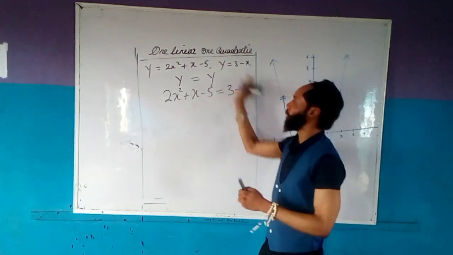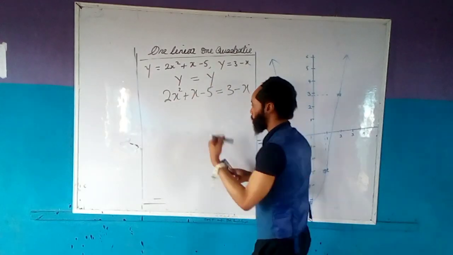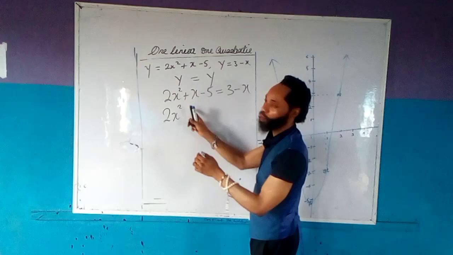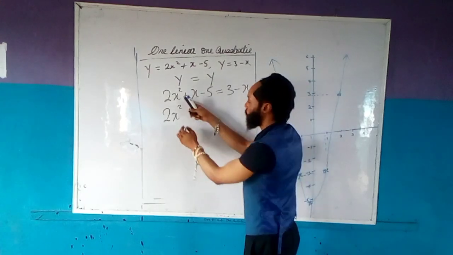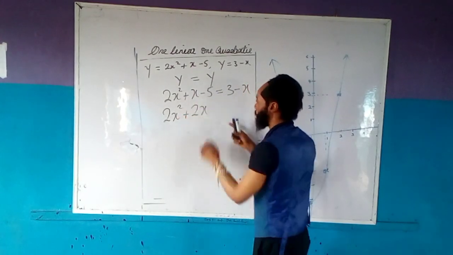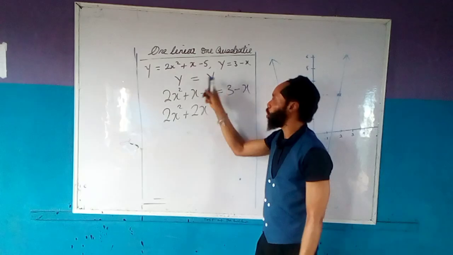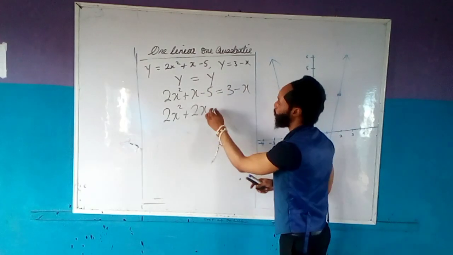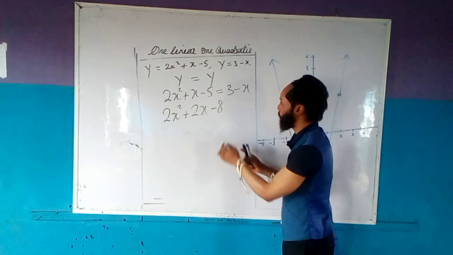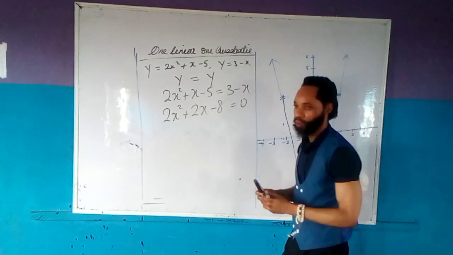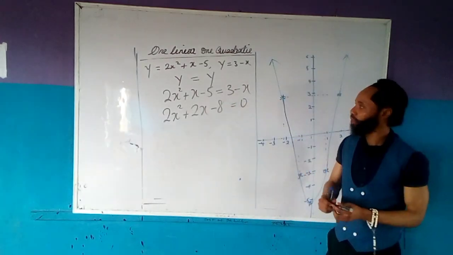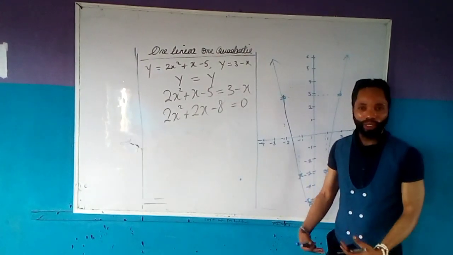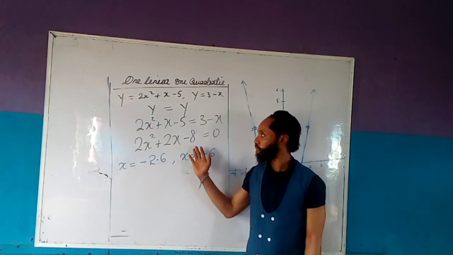So if we bring everything this way, we're going to have what? 2x squared. Negative x becomes what? Positive x. Plus this, we have what? 2x. Positive 5 comes in and becomes what? Negative 5, right? We have what? Negative 8 equals what? 0. That's what we have now. Negative 8 equals 0. We are now going to solve for x. Are you with me? Alright.